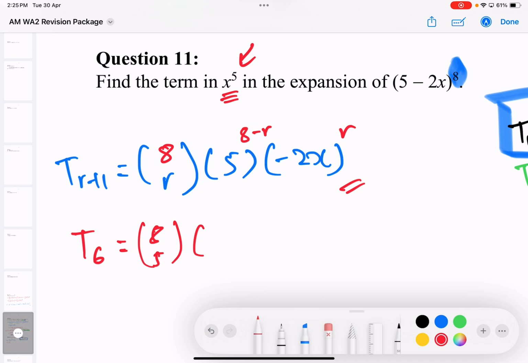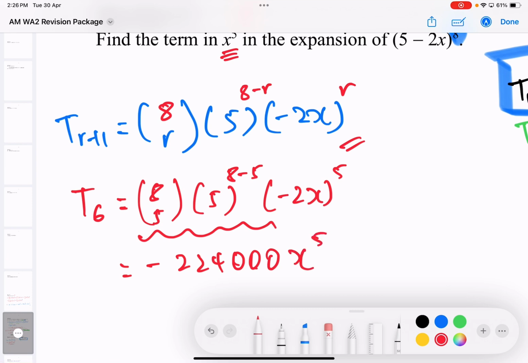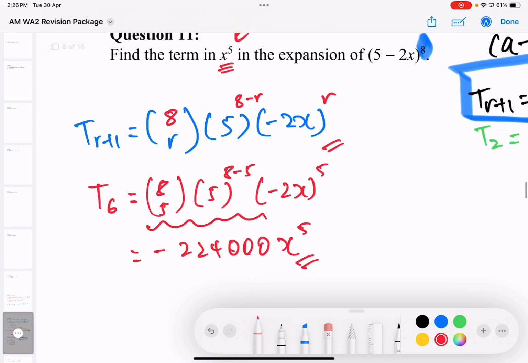8 choose 5, 5 to the power of 8 minus 5, negative 2x to the power of 5. Can you enter this in your calculator? 8 choose 5, multiplied by 5 to the power of 3, multiplied by negative 2 to the power of 5. So what are you going to get? It's a very big number. Negative 224,000 x to the power of 5. So this is the term. You need to memorize this formula as well.